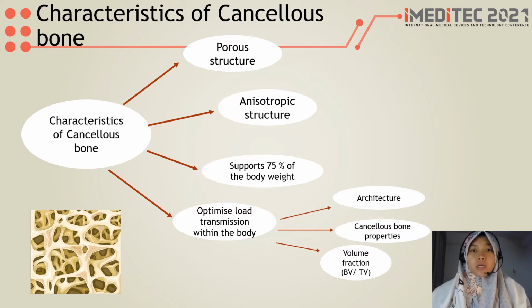Cancellous bone is mainly a porous, anisotropic structure, and it functions to support 75% of the body weight, whereby it optimizes the load transmission within the body according to its architecture, cancellous bone properties, and also bone volume fraction.